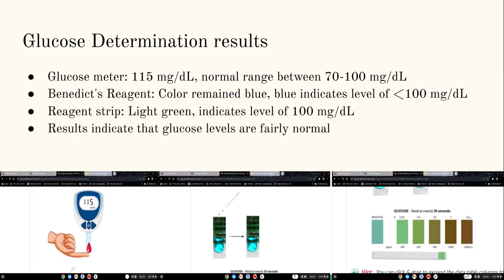So these are our results. The glucose meter read a concentration of 115 milligrams per deciliter, when the normal range is between 70 and 100 milligrams per deciliter. The Benedict's reagent color remained blue, which indicates that the level of reducing sugars is less than 100 milligrams per deciliter, which is normal. The reagent strip showed a light green color and indicates a level of 100 milligrams of glucose per deciliter. These results indicate that glucose levels for the most part are fairly normal.